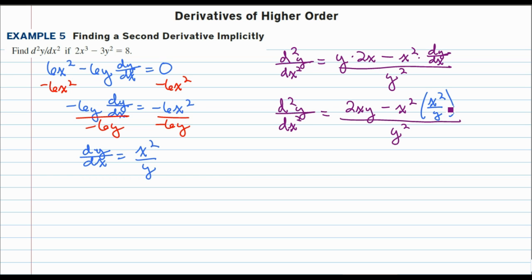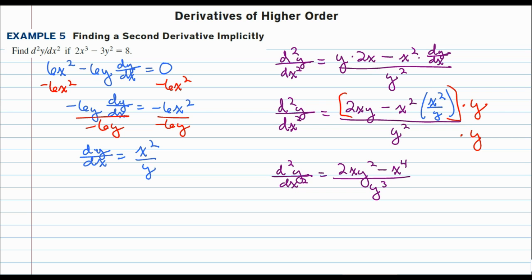And now I can get rid of that denominator by multiplying the numerator and denominator all by y. And I get a fairly clean expression for the second derivative where all I would need to do is plug in the x and the y coordinate to identify what the value is of the second derivative at a specific point.